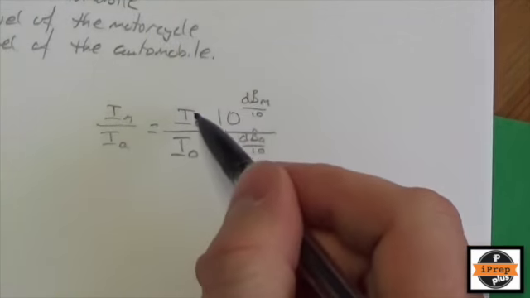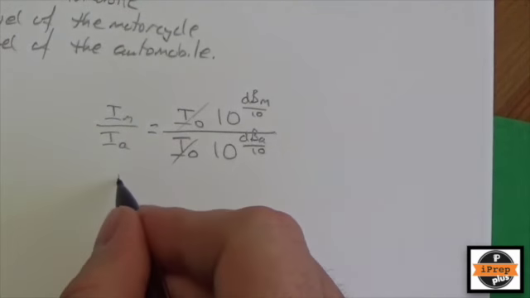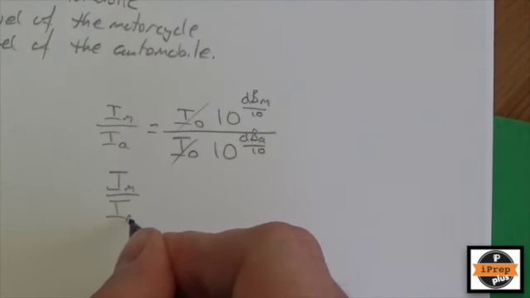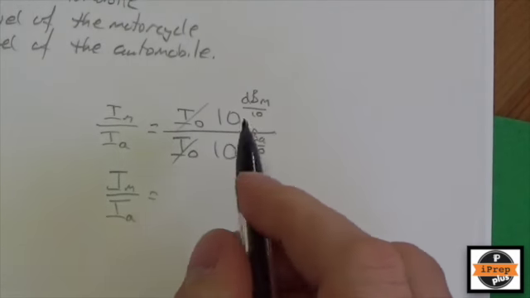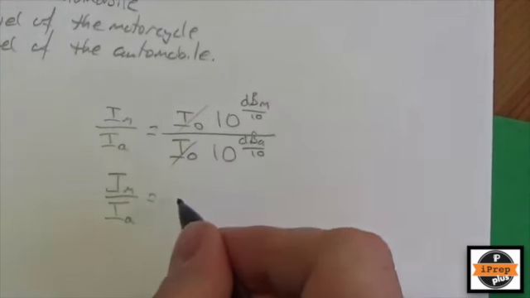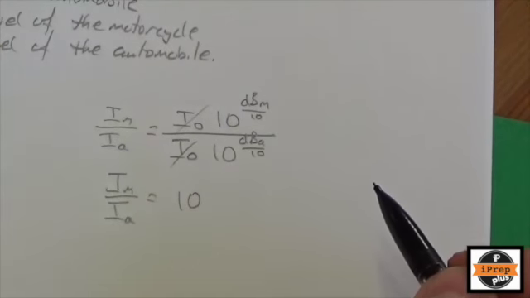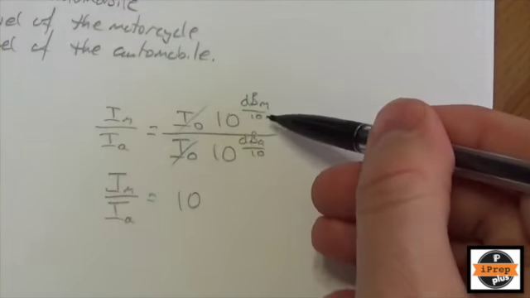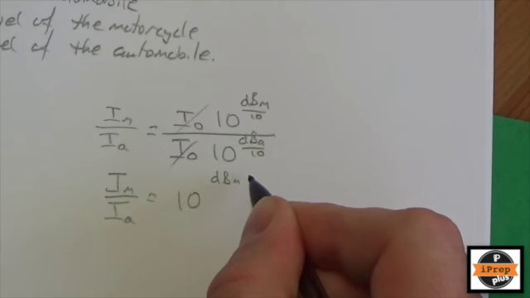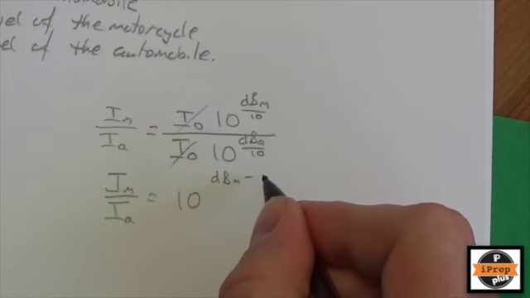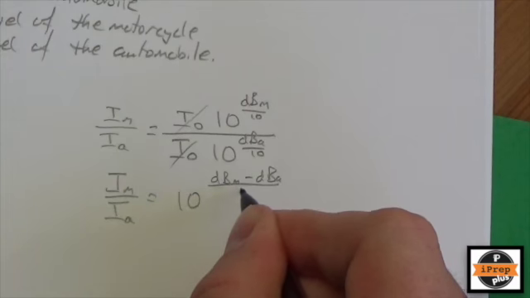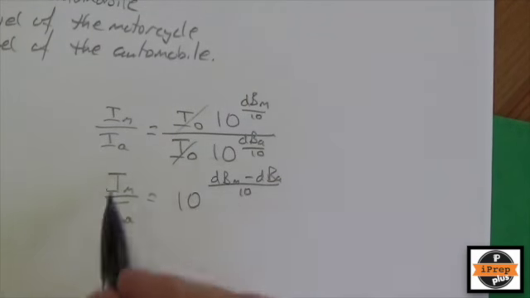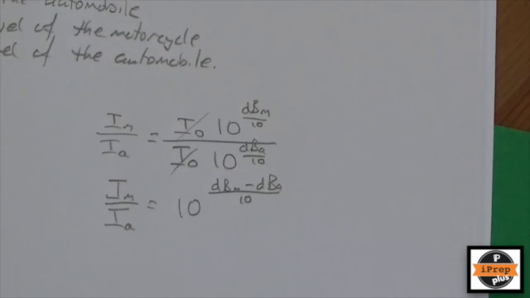Now in this ratio, notice that the reference intensities cancel. So this ratio is going to be the ratio of these powers, and when you're dividing powers, you just subtract exponents. Our exponents are two fractions, but they do have common denominators. So this is going to be 10 to the decibel level of the motorcycle minus the decibel level of the automobile, all over 10. And that's the equation we want to use. That's the equation that you should be using. You should almost memorize this.